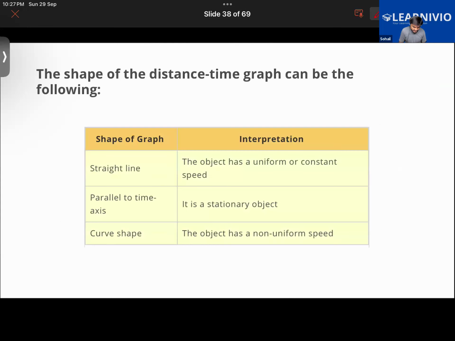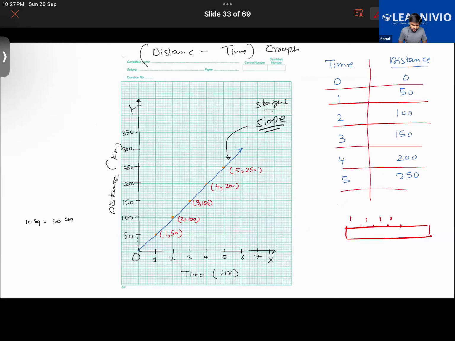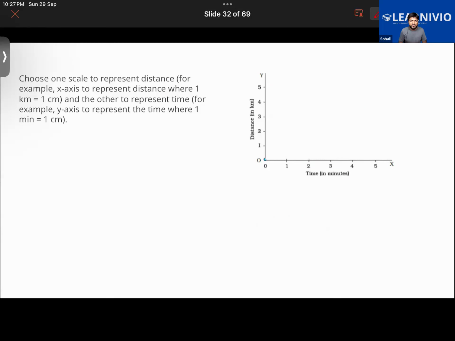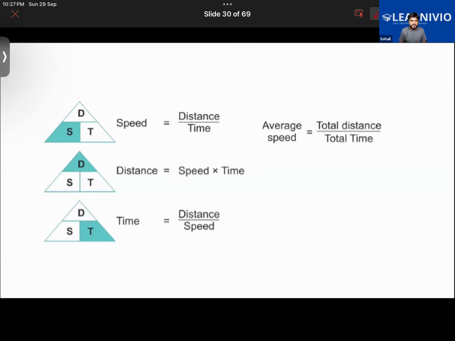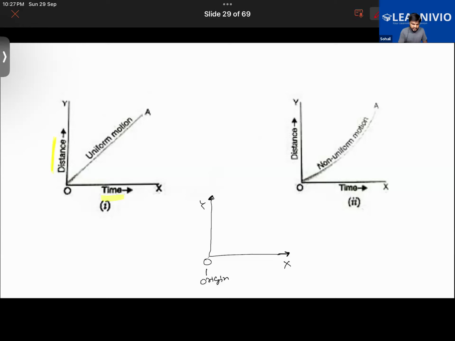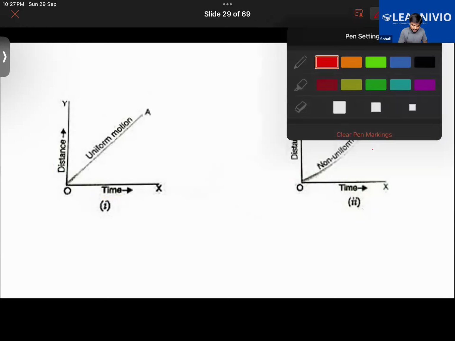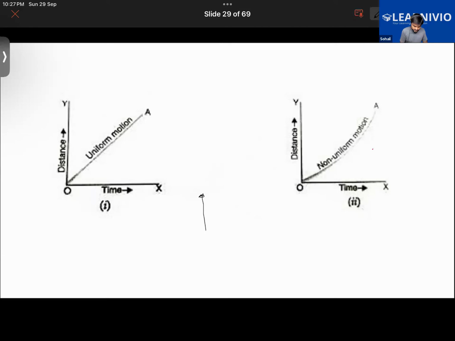I thought to discuss the non-uniform motion, but that we'll be doing in the next class. An important thing I would like to discuss before we conclude the class. So far, we have learned what the graph will be like when an object is doing uniform motion. But what if the object is not moving at all? In that situation, what is going to happen? The time keeps on increasing, but the body is not moving.